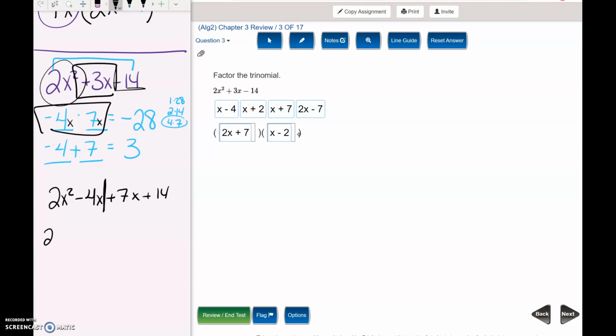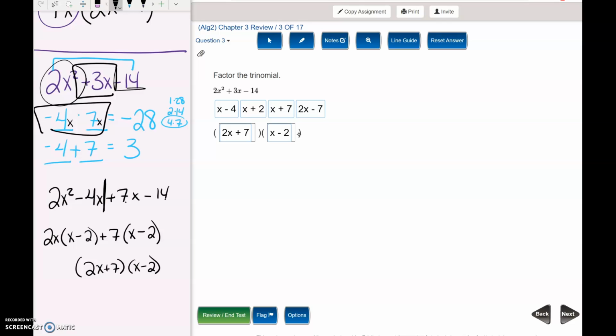This first group, they have 2x in common. That would leave us with x minus 2. 7x and 14 have 7 in common. X minus 2. What did I do wrong? Oh, hey, that's a minus 14, isn't it? There we go. So then the factored form is 2x plus 7, x minus 2.